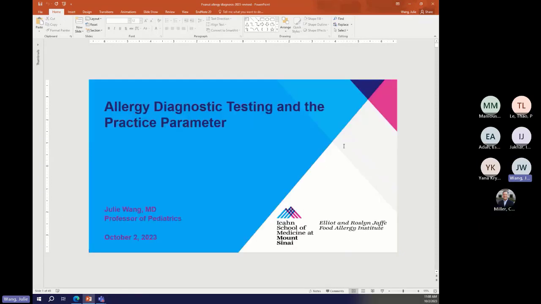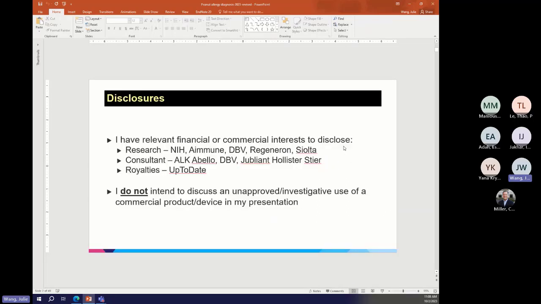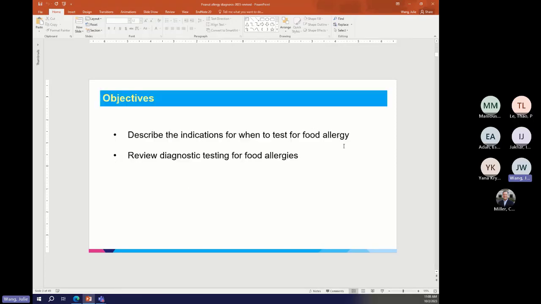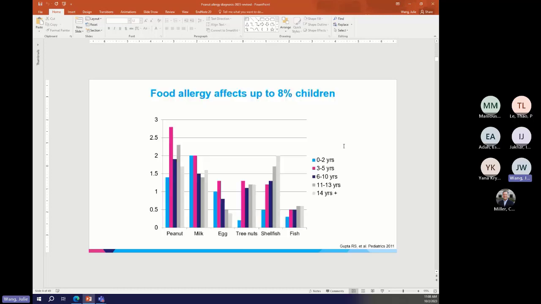So sorry about that. This is the Allergy Diagnostic Testing practice parameter, focusing on peanut allergy, but I will talk a little bit about some newer stuff at the very, very end. These are my disclosures. They relate to the clinical trials work that I do and not to diagnosis. And I will not present anything that's unapproved or investigative use. So the objectives are to describe the indications for when to test for food allergy and review diagnostic tests available.